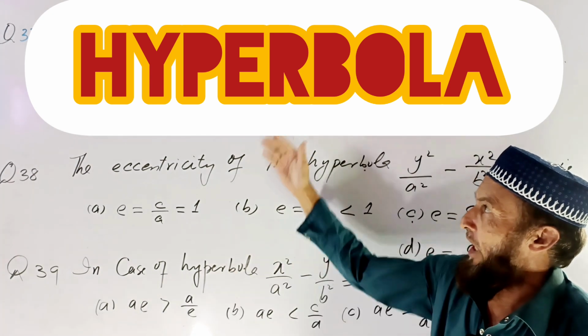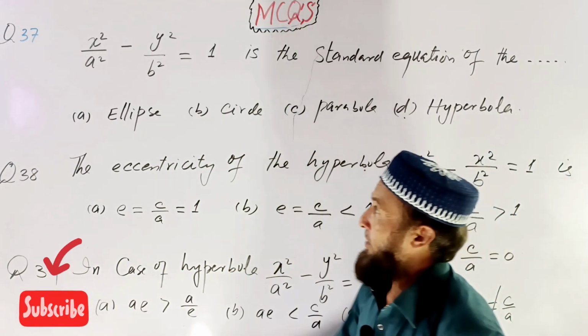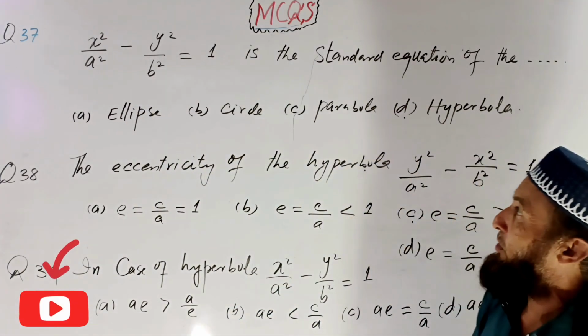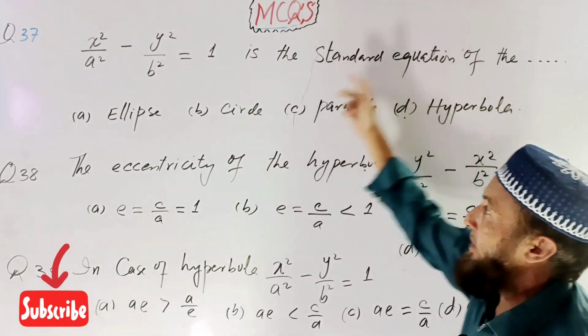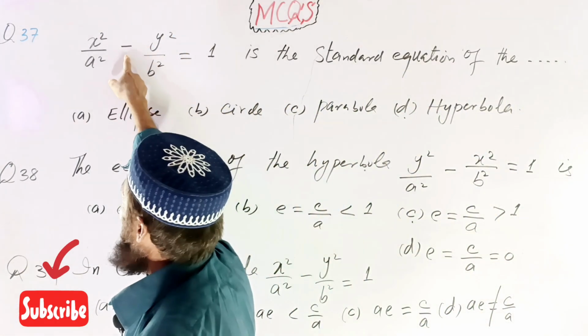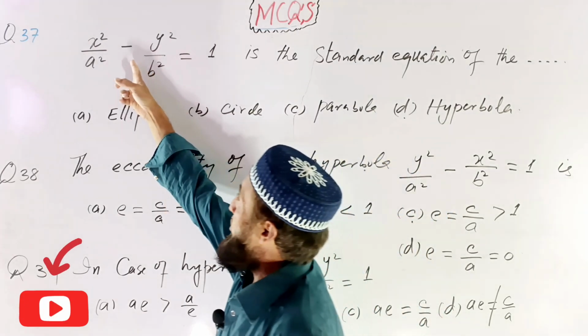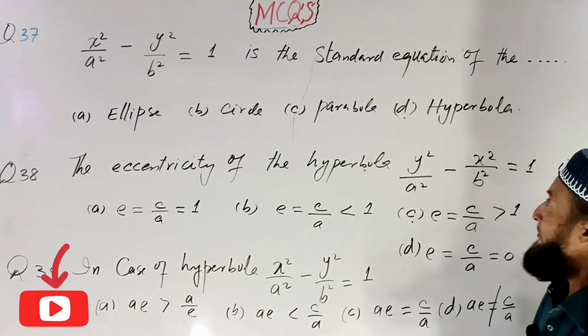Hyperbola. So we are starting hyperbola MCQs. Question number 37: x square divided by a square minus y square divided by b square is equal to 1 is the standard equation of what? A plus sign is used in an ellipse, but here a minus is used. This is called the equation of a hyperbola.